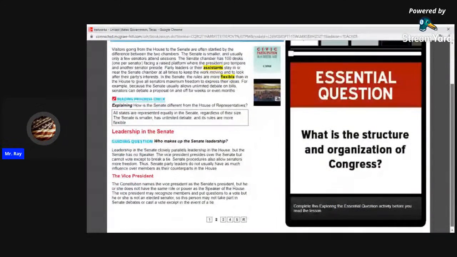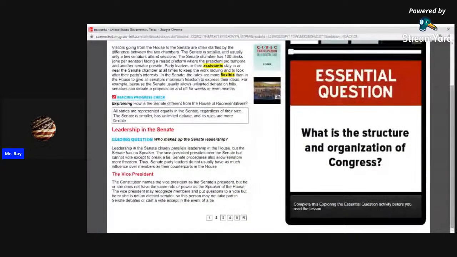The vice president is considered the president of the Senate. He presides over it. He does not, or she, we haven't had a she yet, but maybe one day, cannot vote on anything unless it's a tie. Then the vice president breaks the tie, but it's very rare that there's ever a tie. But usually the vice president thinks this is boring and they don't stay in the Senate.